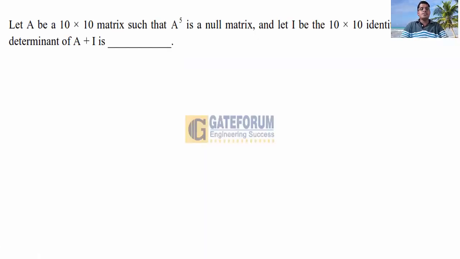The question is, let A be a 10 cross 10 matrix such that A power 5 is a null matrix, and let I be the 10 cross 10 identity matrix. The determinant of A plus I is. This question is from engineering mathematics from the topic linear algebra and the basics topic. Solution.